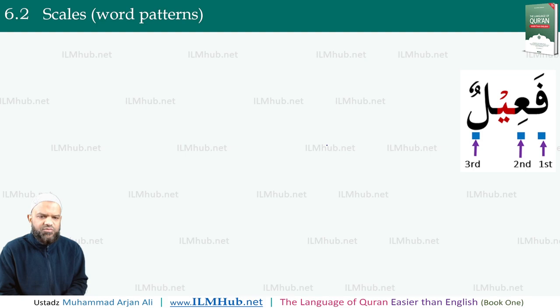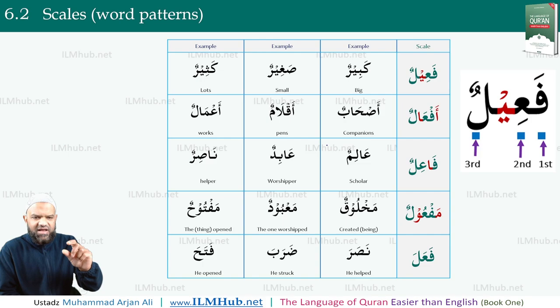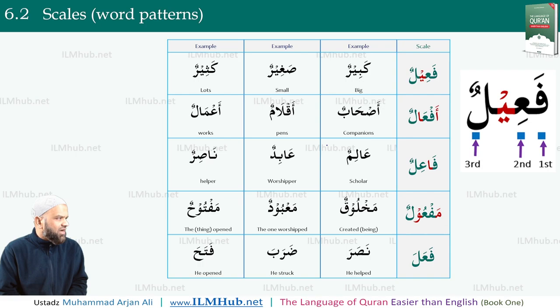So if you look at the examples I've given you on the screen, you can see in the first line, I have kabirun, sagirun, kathirun. And you can see they all follow the same rhyming sound. Kabirun, sagirun, kathirun, and they are all following the fa'ilun pattern. So you can see here, all have the ya, and all of them take the same vowels on the fa, ayn and lam. So you can see how the scale works. Now, every time a word goes into a certain scale, it has a certain set of meanings. We're not going to go into that in this detail at this stage. This will be studied in detail later on.